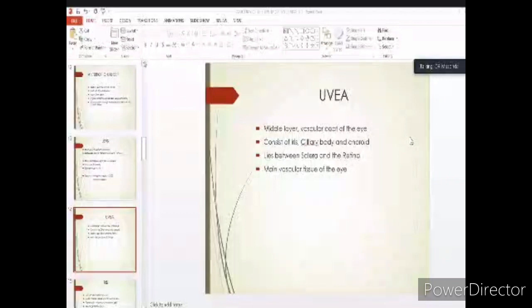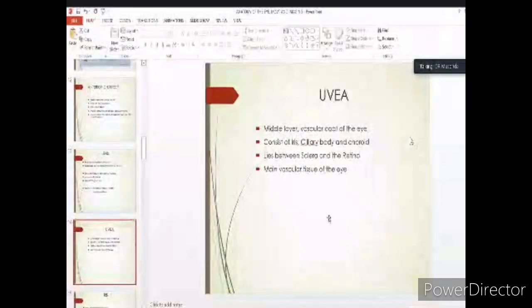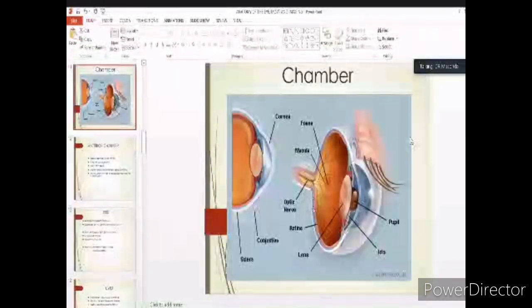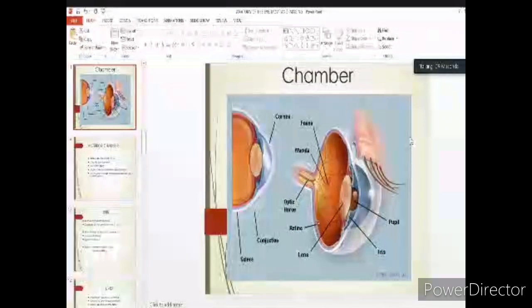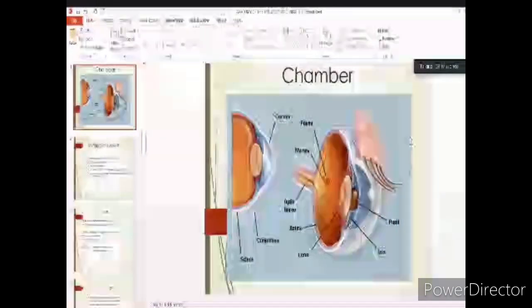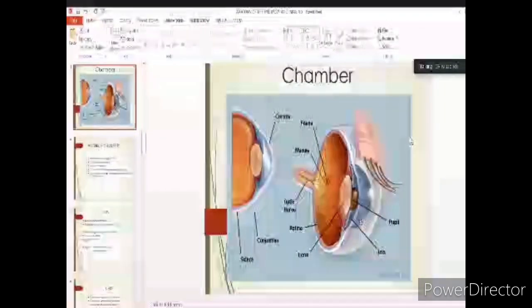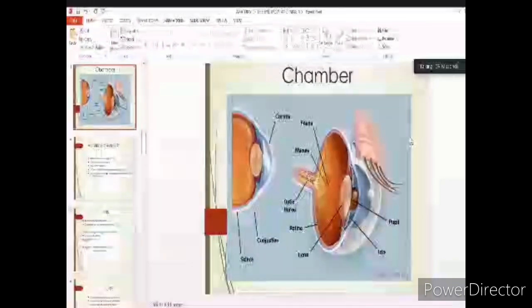That's the only area where you get vessels. So this is it, the blue line that is lying between the pink and the white. So this is where there are blood vessels throughout to the iris. The rest is avascular.